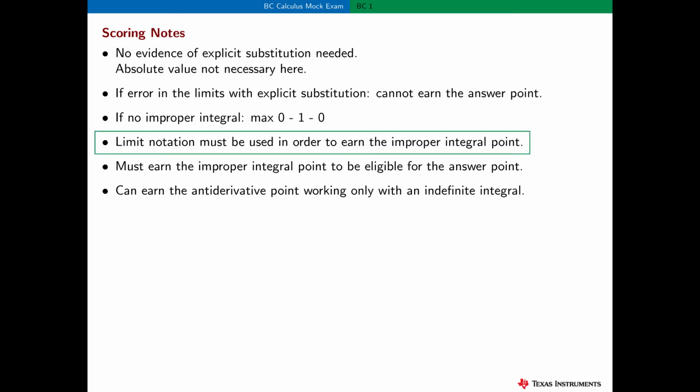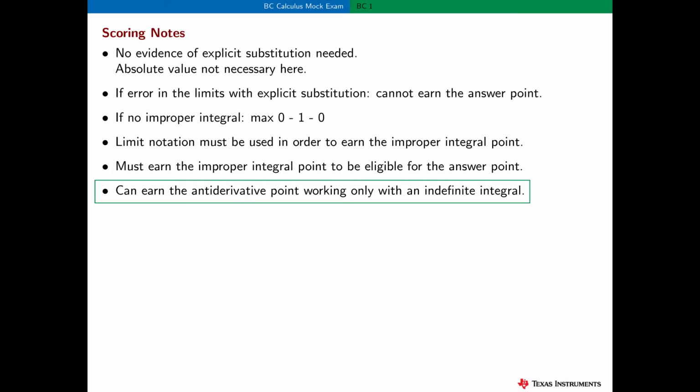Limit notation must be used in order to earn the improper integral point, and the student must earn the improper integral point to be eligible for the answer point. The student can earn the antiderivative point working only with an indefinite integral if they choose.